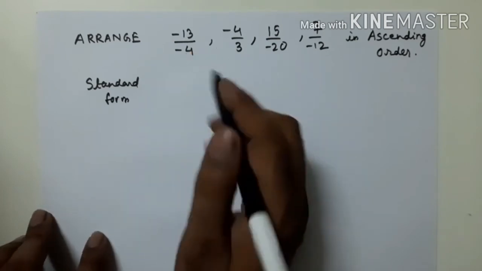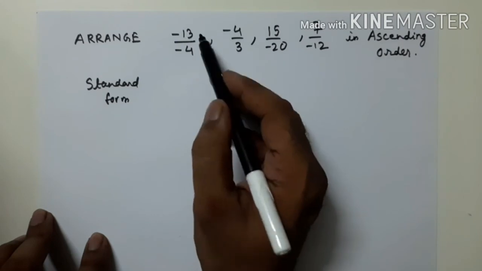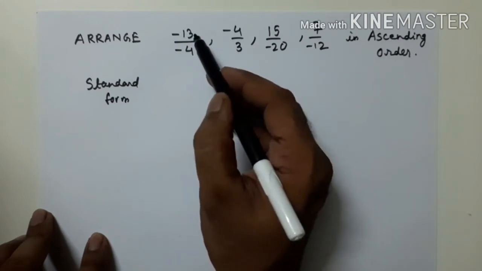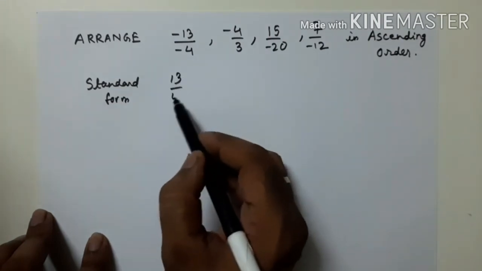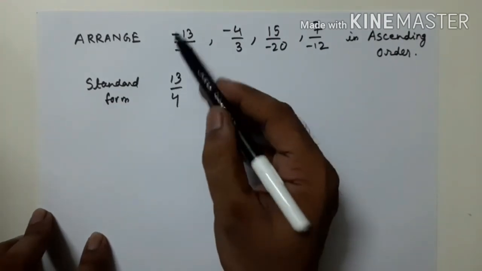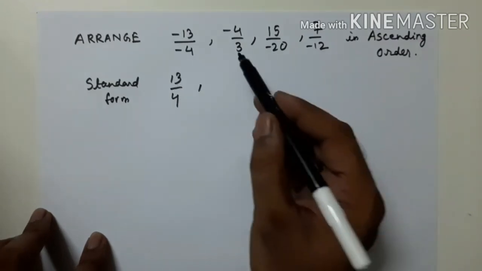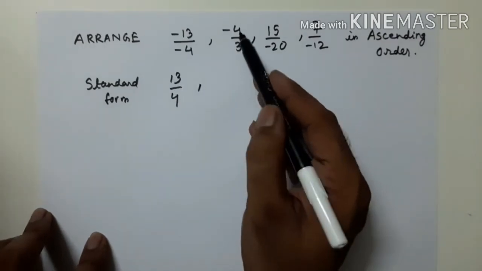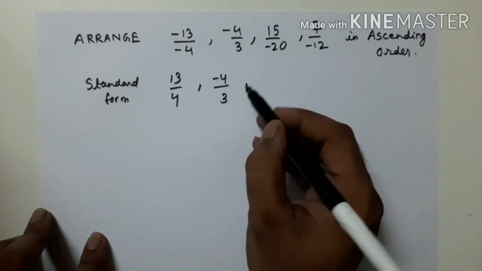So minus 13 by minus 4, we can multiply both the numerator and denominator by minus 1. So if I multiply both by minus 1, minus 13 becomes 13 and minus 4 becomes 4. Or else we can say minus and minus we can cancel. So we'll get 13 by 4. Next, minus 4 by 3. So 4 and 3 are co-primes. No cancellations. It is already in standard form.